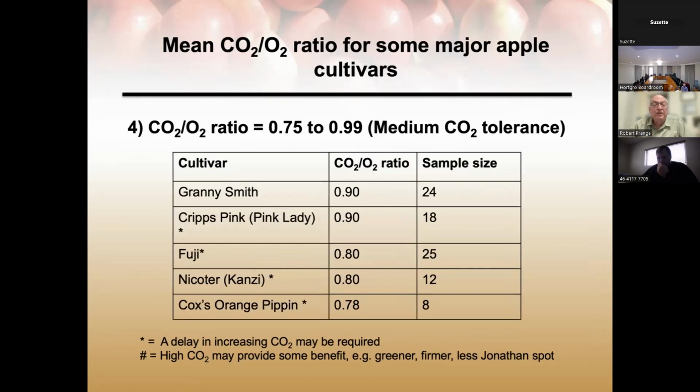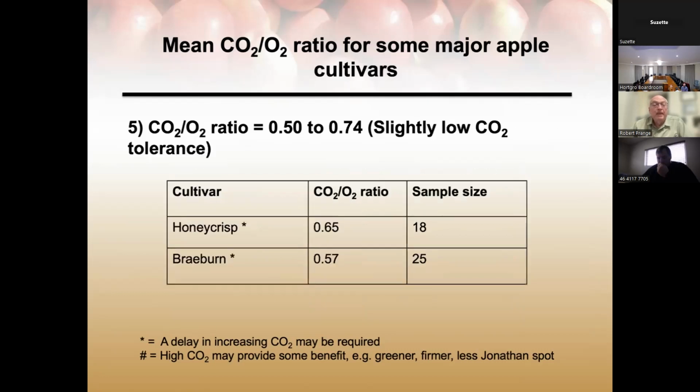And continuing down, you're getting into more sensitive varieties now: Granny Smith, Cripps Pink, Fuji, Kanzi, and Cox Orange Pippin is in this group. And then, I'm skipping a number of groups because you don't have them in South Africa, but you're in group 5, getting into very low tolerance. You have Braeburn and Honeycrisp, and that's known as Honey Crunch in Europe. These are very sensitive to carbon dioxide.